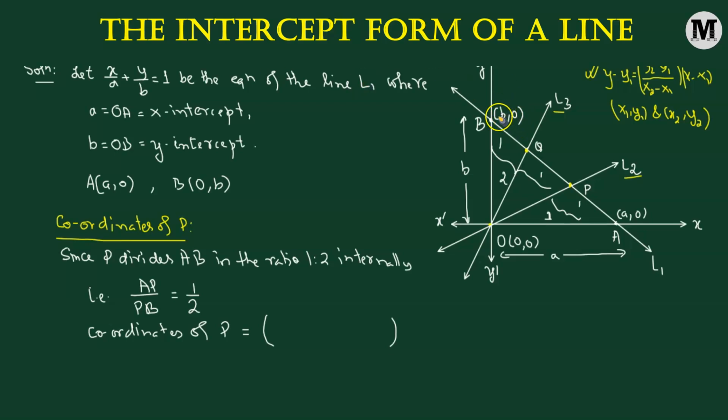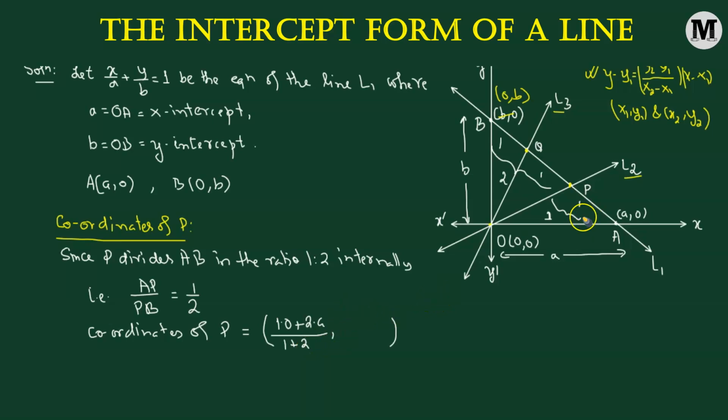So this is actually (0, b). That is the coordinate of the point P. So here 1 is going to get multiplied to the x coordinate of 0. So we have 1 times 0 added to 2 is going to get multiplied to the x coordinate of point A, divided by the sum of the ratios. We have 1 plus 2 in the denominator.